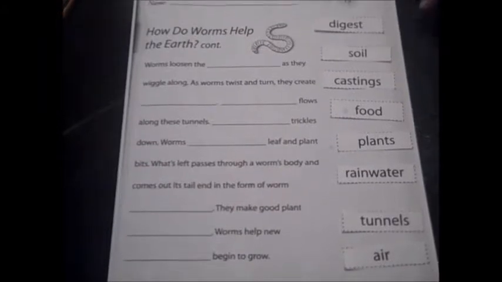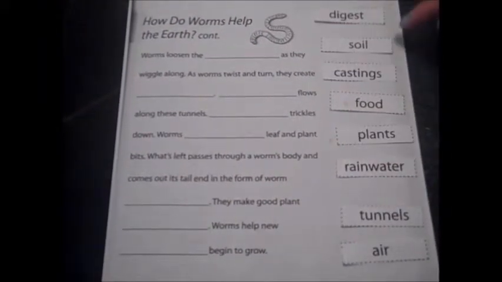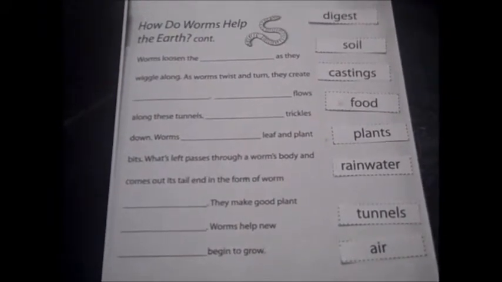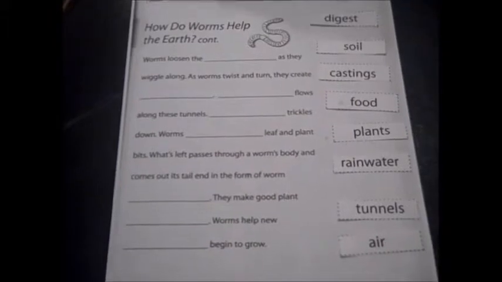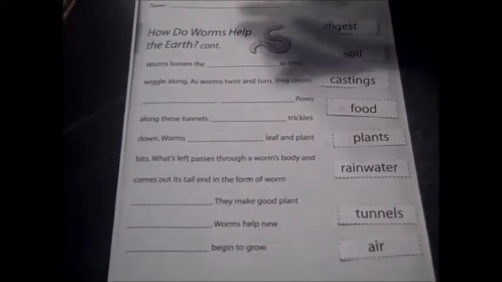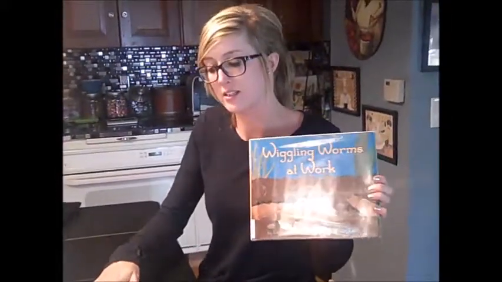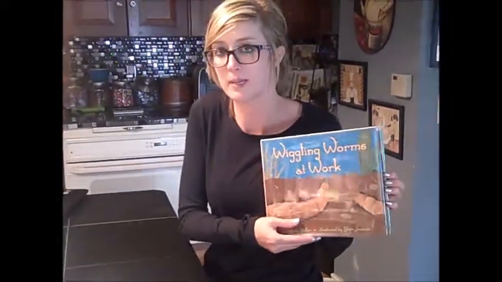For the explain stage, I'd have students participate, and I guess you could call it a word sort. Before having them do this, I would go over each of these words and have a discussion about what they mean, and then we'd read the How Do Worms Help the Earth paragraph. And as we read, students would be putting these in where they think they go, and then after every student has put it in, we would read the Wiggling Worms at Work book, and as I'm reading, the students would actually be fixing their answers and putting the appropriate words in the right places.